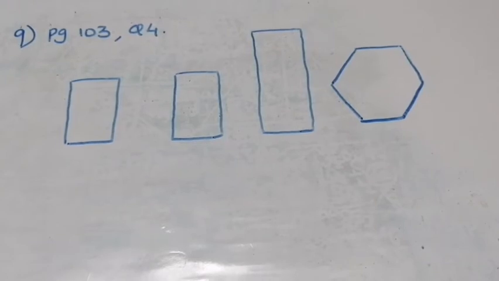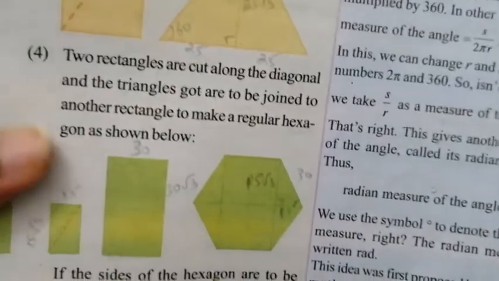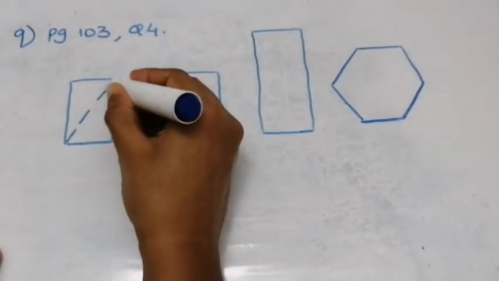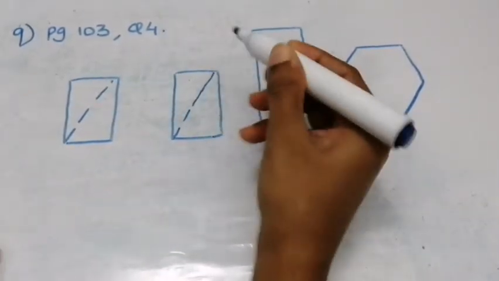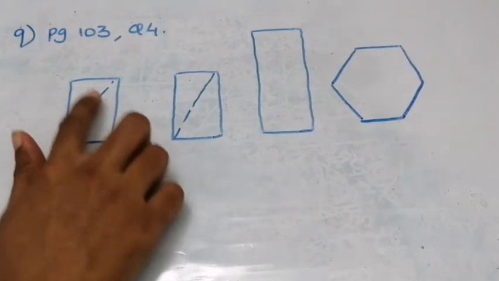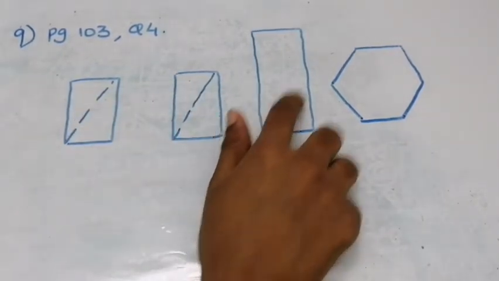Yes, children, now moving on to next question, question number 9, and that is question number 4 in page number 103. So here you can see page number 103, question number 4. Okay, this is that question. So let me read the question first. Two rectangles are cut along the diagonal. So here you can see two rectangles cut along the diagonals, and the triangles got are to be joined to another rectangle. So we will get 4 triangles from here, and these 4 triangles are joined with this one.